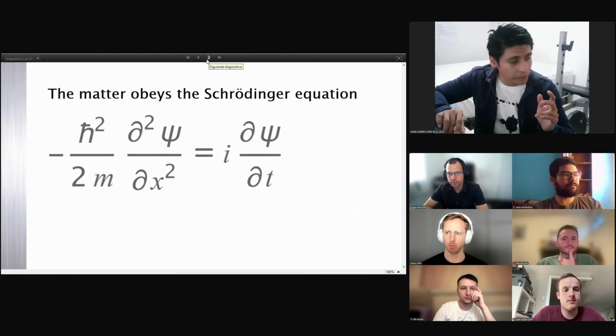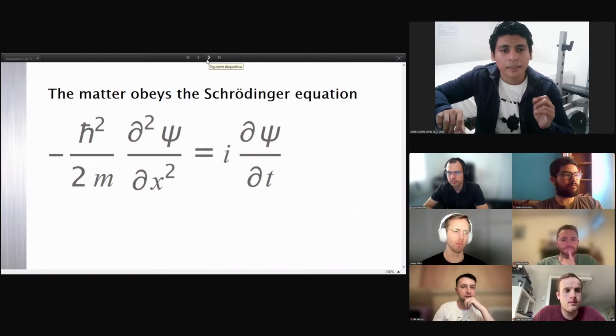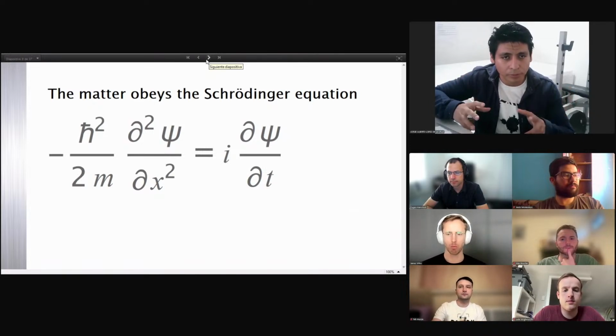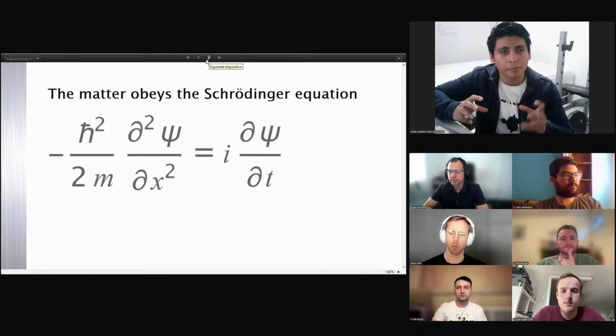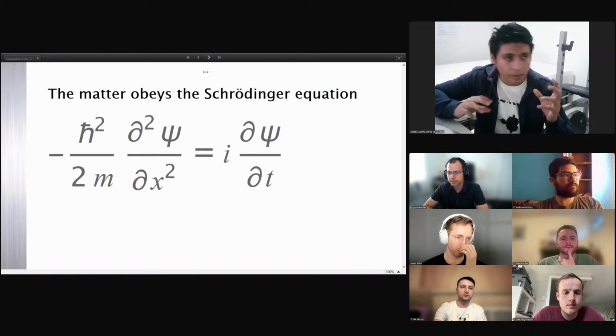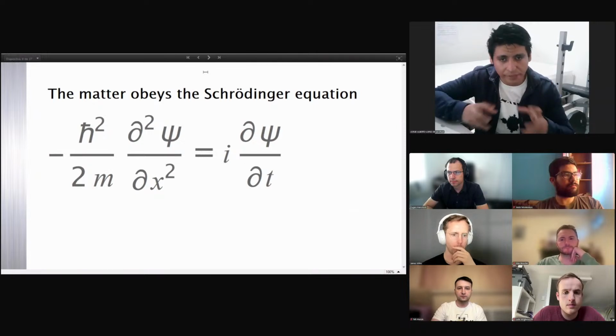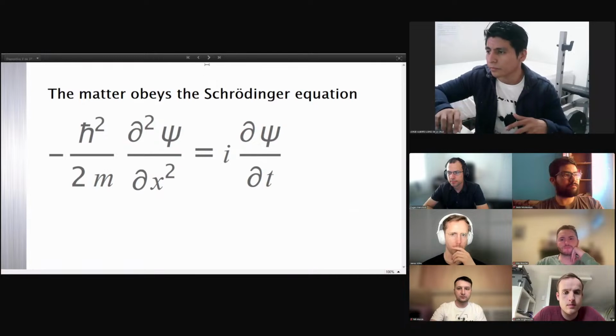And because of this, quantum mechanics and general relativity are not compatible. This is the big problem in modern physics. Scientists today are looking for a theory of everything that combines general relativity and quantum mechanics.